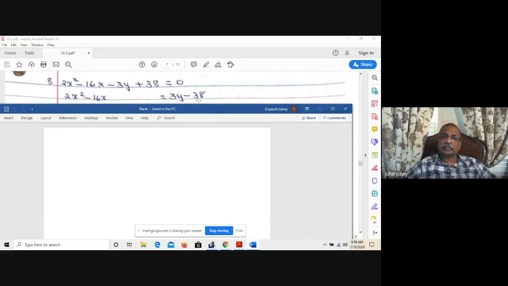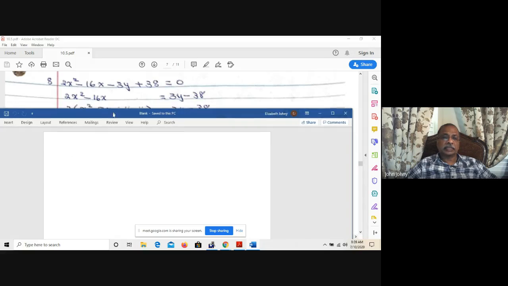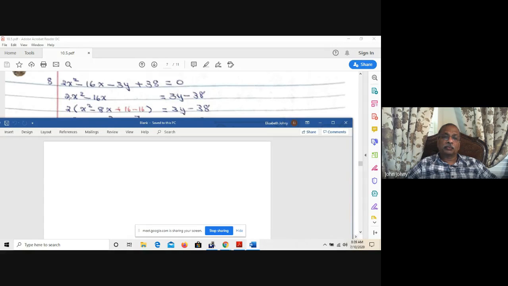The strategy is, whichever letter has a square term, keep it on the left side. Move all the other letters and constants to the other side. And now you pull out a 2 from the left side. That is 2 times (x squared minus 8x) is equal to 3y minus 38.